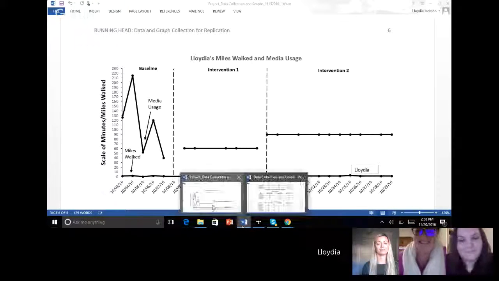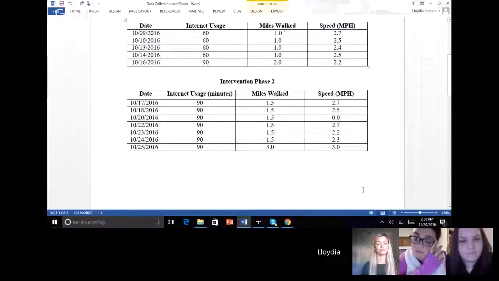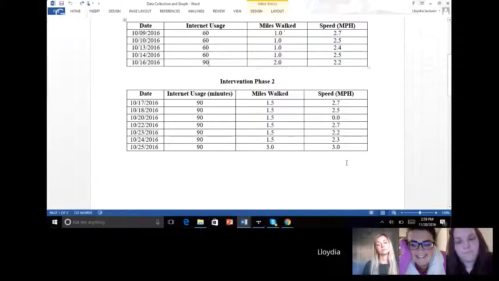As far as my speed during intervention phase 2, it ranged between 0 to 3. On the 25th, I actually got up to 3 miles per hour, and I actually walked 3 miles. But at the same time, I think I was just having a better day that day. It just honestly depends on how I felt. And if you've ever been pregnant, it's day by day fatigue.